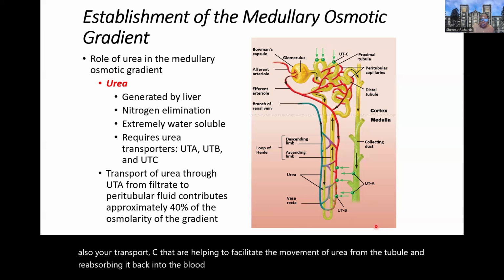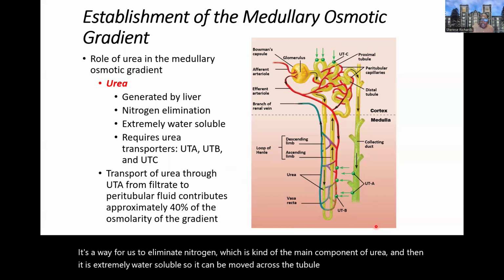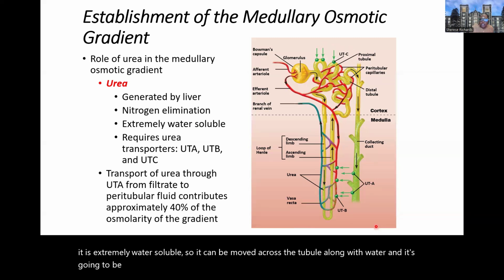So urea is made by the liver. It's a way for us to eliminate nitrogen, which is the main component of urea. And it is extremely water soluble, so it can be moved across the tubule along with water, and it's going to be moved according to these various urea transporters A, B, and C.